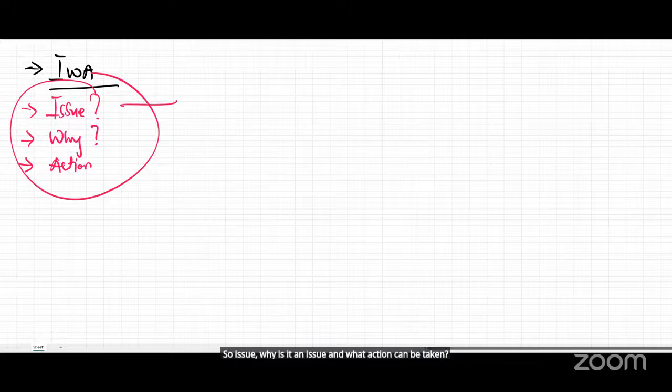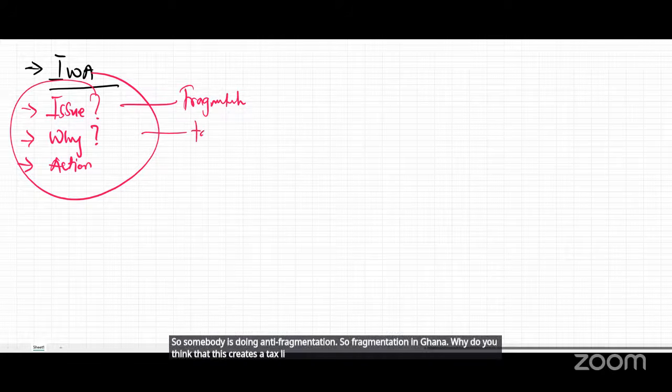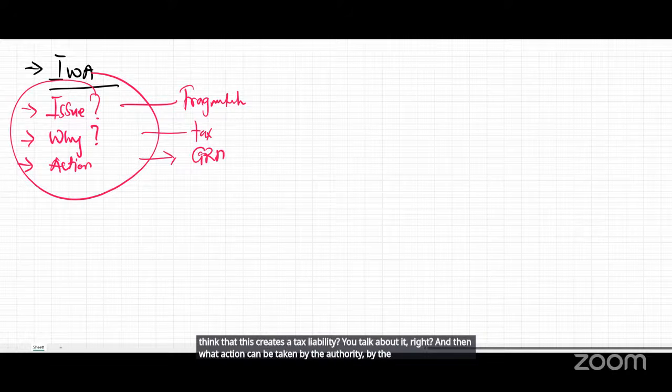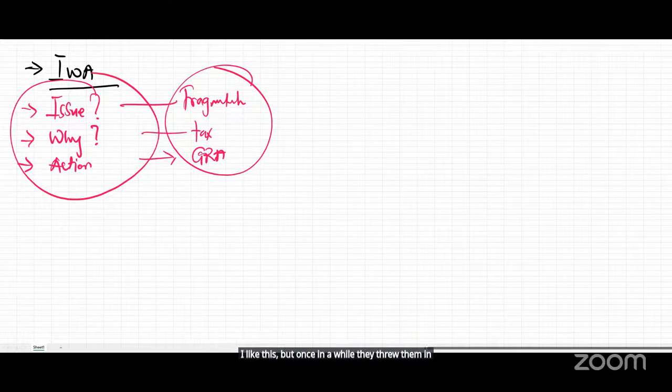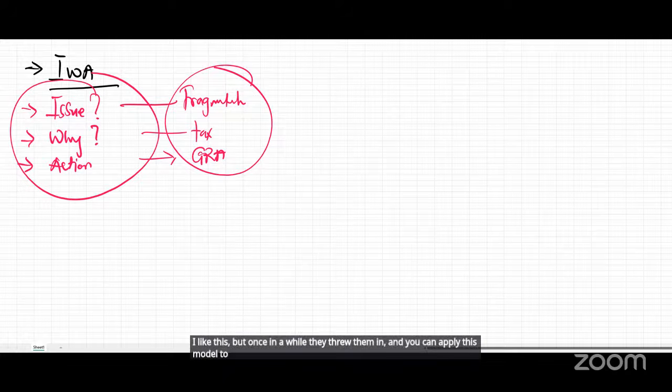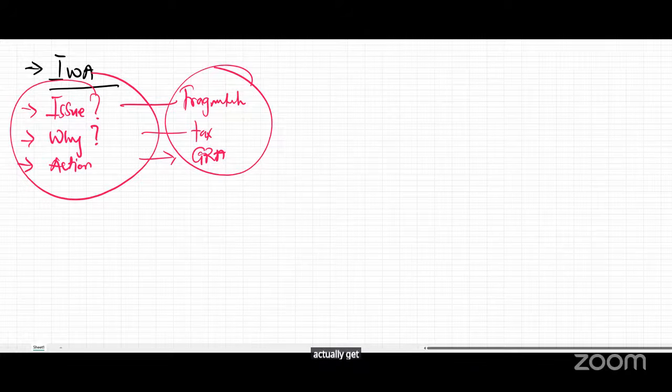So somebody is doing anti-fragmentation. So fragmentation in Ghana, why do you think that this creates a tax liability? You talk about it. And then what action can be taken by the authority, by the GRA, or the taxpayer, then you say it. So this is how we deal with Sister Iowa. Hardly do you get questions that are like this, but once in a while they throw them in, and you can apply this model to actually get the marks that are required.